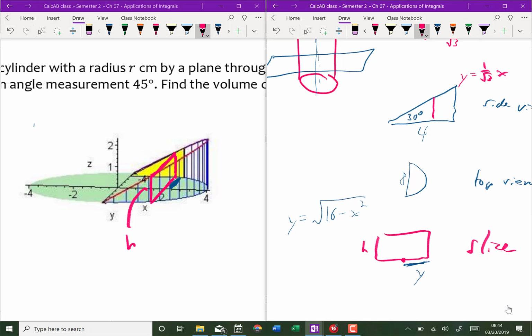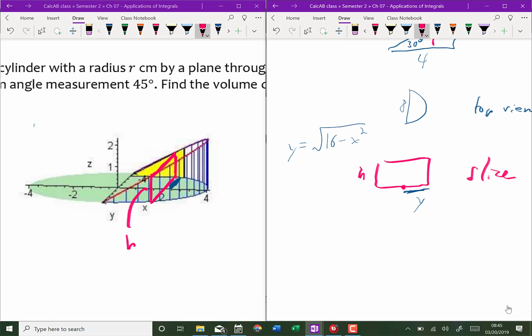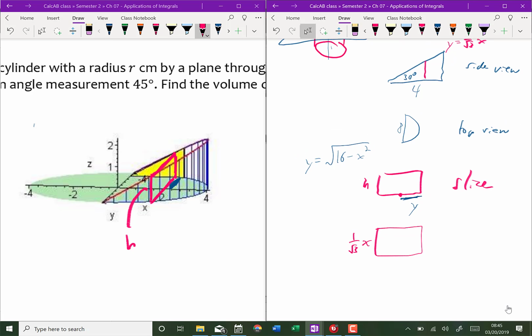Which means that I can actually call the height here, we're going to redo this triangle, or this rectangle just a little bit here. Height is 1 over root 3x. And my base here is actually 2y. This is y and y. And 2y is 2 times root 16 minus x squared. 16 minus x squared under radical is the equation of a semicircle with radius 4.